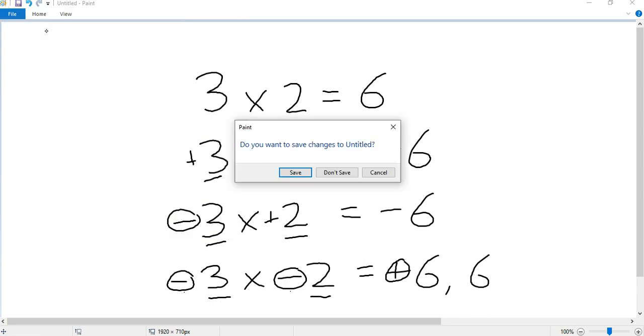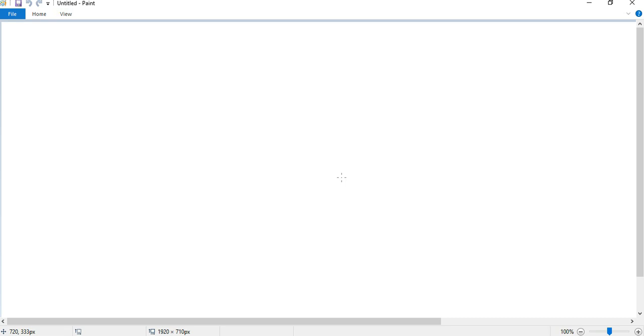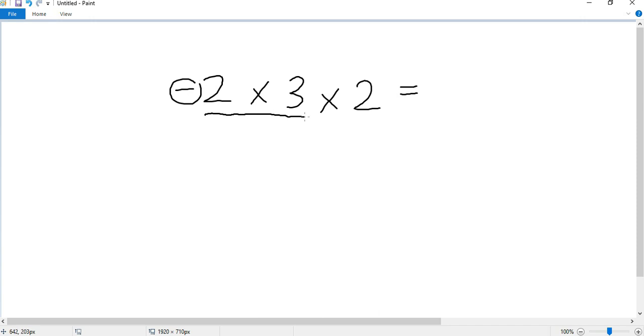Let's try more examples. This time let's use three numbers. So let's say we had negative 2 multiplied by 3 multiplied by 2. Okay, so in this case we have one negative number and two positive numbers. Let's calculate negative 2 times 3 first. So negative 2 multiplied by 3 gives us negative 6. Because we have one negative number, we bring down the 2. So negative 6 multiplied by positive 2, we have one negative number, so the answer will definitely be a negative, and 6 times 2 is 12.